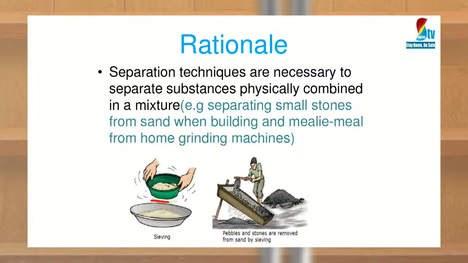For instance, let us check this example. You were doing home grinding, right? Trying to get mealie meal. And then you see that this is not the quality of mealie meal you'd like to have. So you use a sieve to get rid of the chaff. And here's scenario number 2, where this person is building. He wants proper, finer sand, so he's getting rid of the smaller stones which may not be of the consistency that he requires. So even here it's an example of using separating techniques.